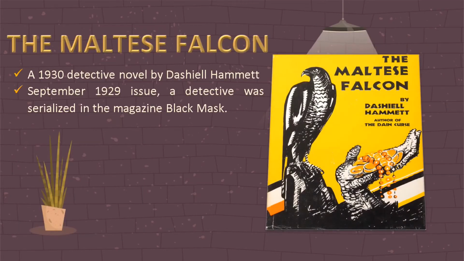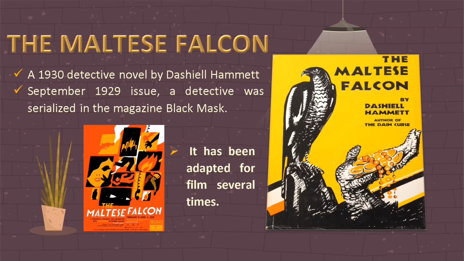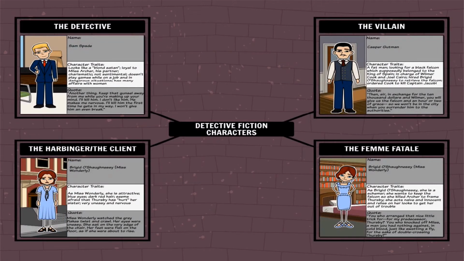As an example, The Maltese Falcon, a 1930 detective novel by American writer Dashiell Hammett, beginning with the September 1929 issue, was serialized in the magazine Black Mask. The story is told entirely in the external third-person narrative. No characters' thoughts or feelings are described, only what they say and do and how they appear. The novel has been adapted for film several times. If you know the novel The Maltese Falcon by Dashiell Hammett, here are the distinguished characters following the format. In this novel, Sam Spade is the detective, Bridget O'Shaughnessy or Miss Wonderly is the client, and she is also considered the femme fatale type of character, and Caspar Gutman is the villain.